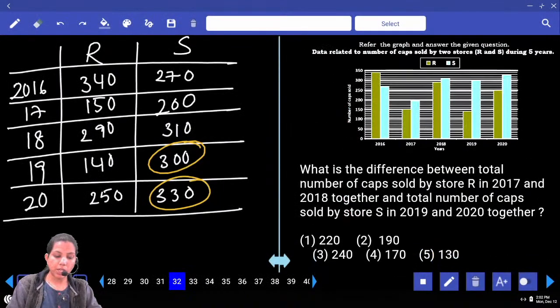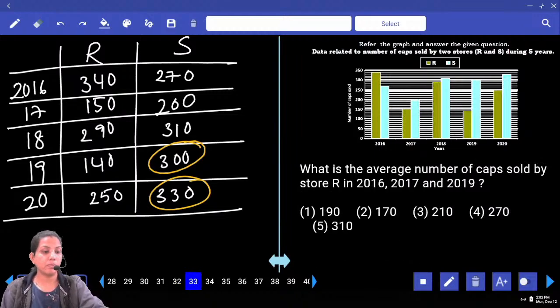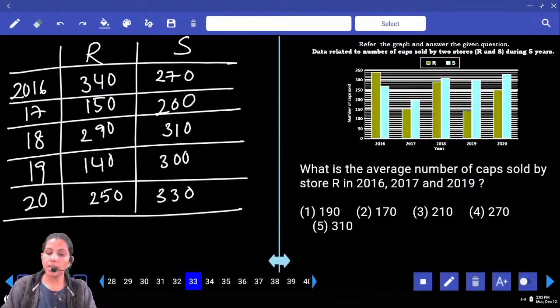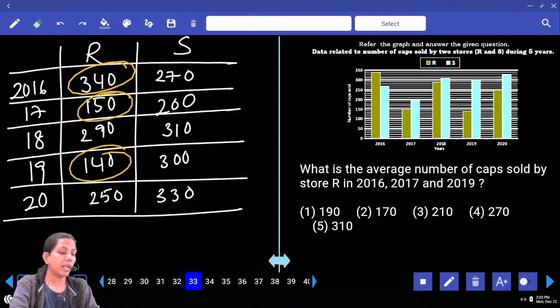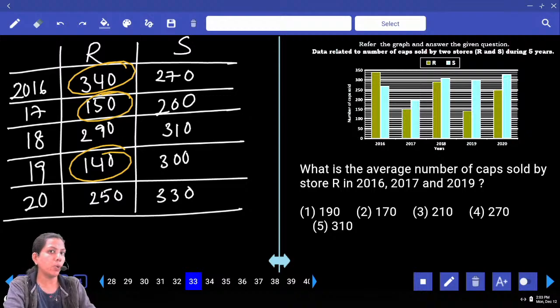Next, question number 33. What is the average number of caps sold by R in 2016, 17 and 19? That is 140, 340, 480, then 480 plus 150 is 630. Average means 630 divided by 3, which is 210. That is the third option, 210.